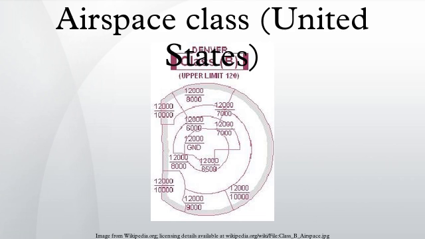VFR visibility requirements in Class G airspace are 1 mile by day, and 3 miles by night, for altitudes below 10,000 feet MSL but above 1,200 feet AGL. Beginning at 10,000 feet MSL, 5 miles of visibility are required, day and night.